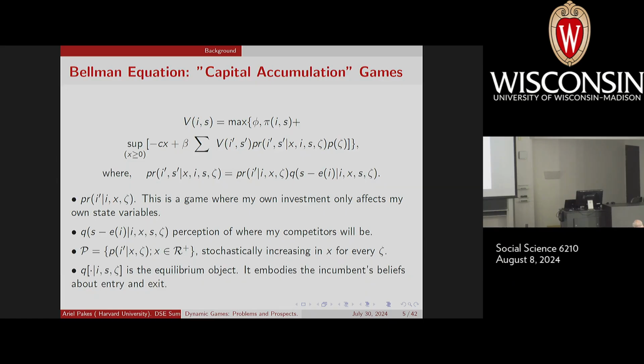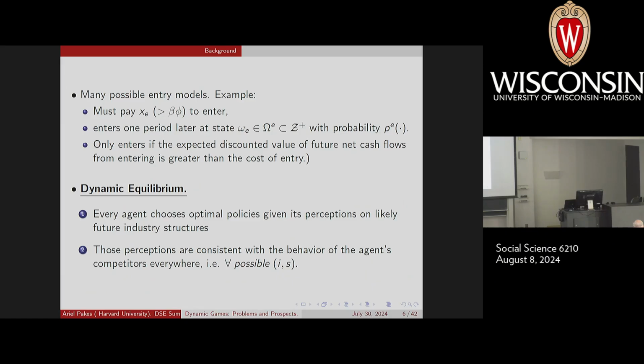So the Q is the equilibrium object, because it's my perception of where my competitors will be. So that has to be somehow consistent with what my competitors do. That's the equilibrium object. This is typically thought of as being stochastically increasing in investment, and there should be an I here, and last period's I. So that's why you invest. And this Q also embodies the incumbent's belief about entry and exit. It has to do that.